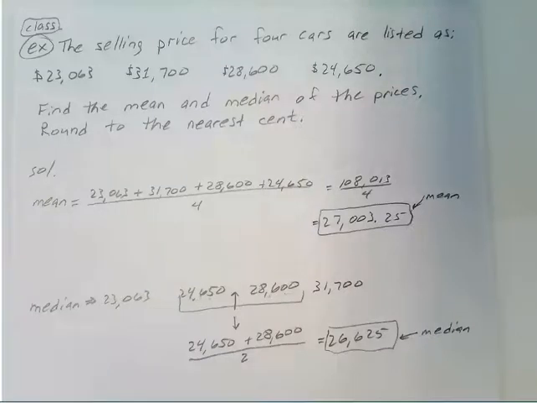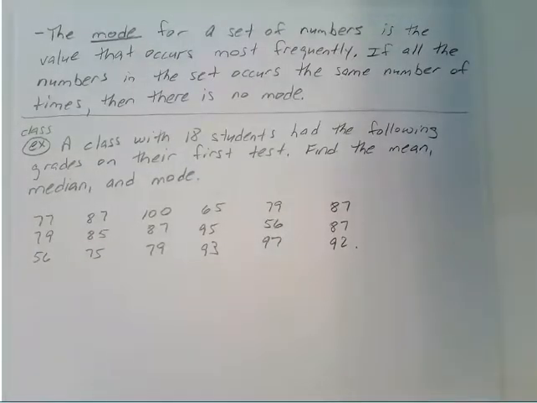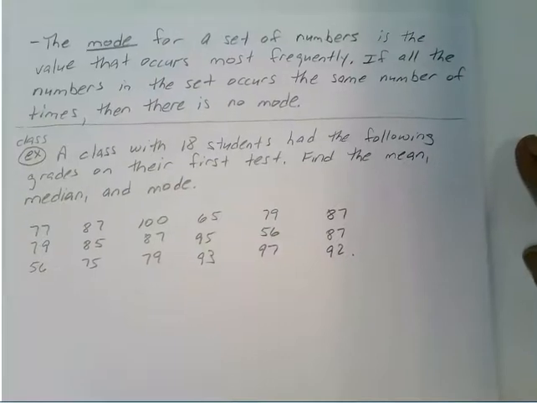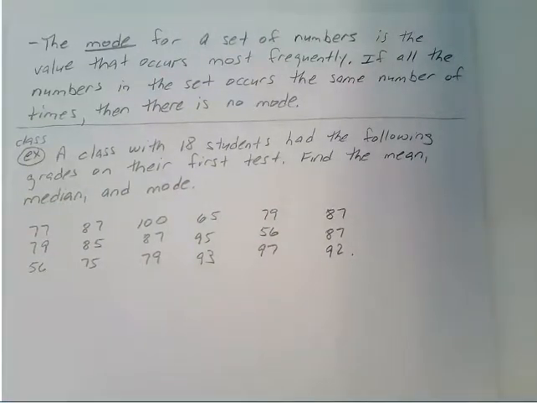All right, so if you are still writing, feel free to press pause, but we're going to go ahead and move on to our next example, which is the mode. Now the mode for a set of numbers is really just the values that you see most often. Now if all the numbers appear the same number of times, then technically there is no mode.